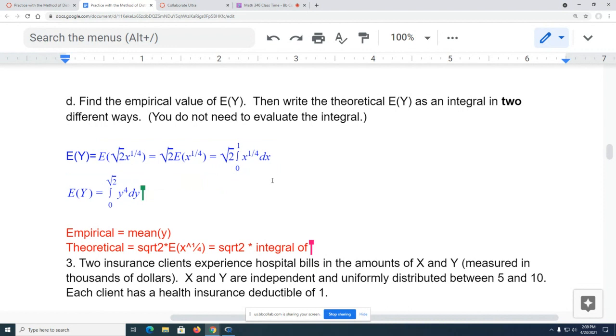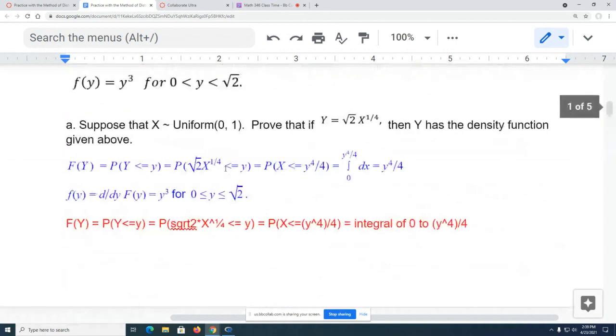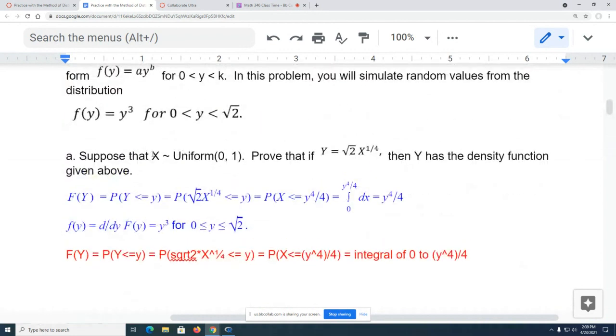How do we get the range of 0 to 1 again? The range of 0 to 1 came from what we were told about x at the beginning of the problem, that x was uniform on the interval from 0 to 1.